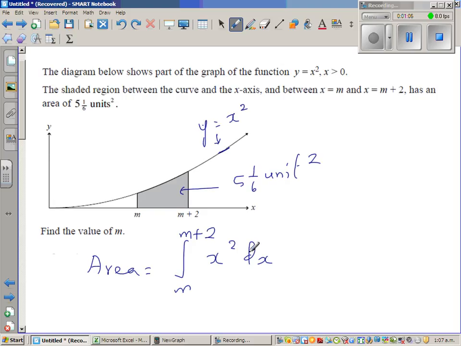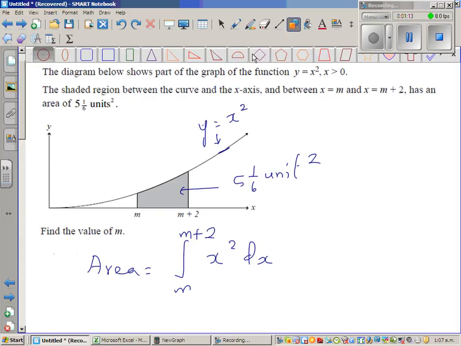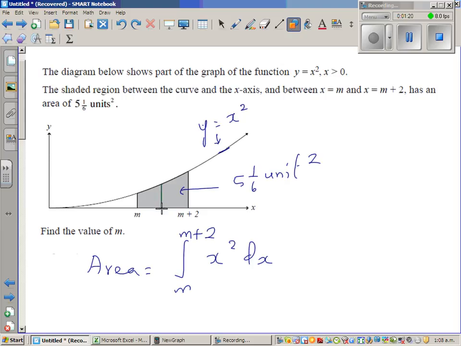Actually, just to give you an intuition of how area is calculated, you imagine an infinitesimally small slit, a thin rectangle, where the width is dx and your height is y. So the area of this infinitesimally thin rectangle would be y times dx. And what is y? y is x squared, so that is x squared dx, the area of that infinitesimally small rectangle.